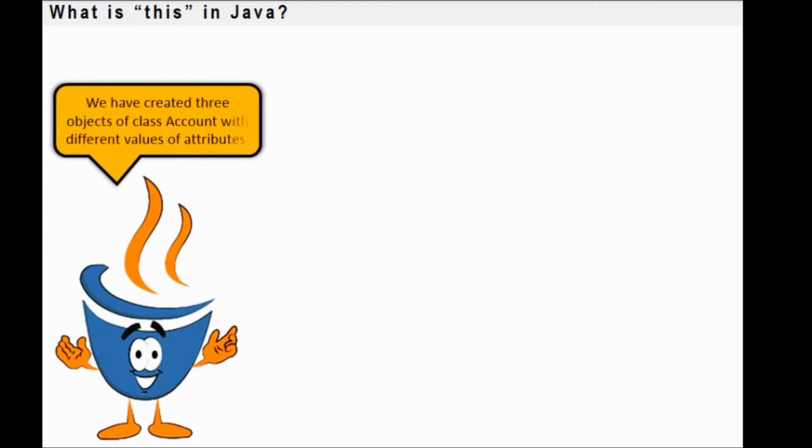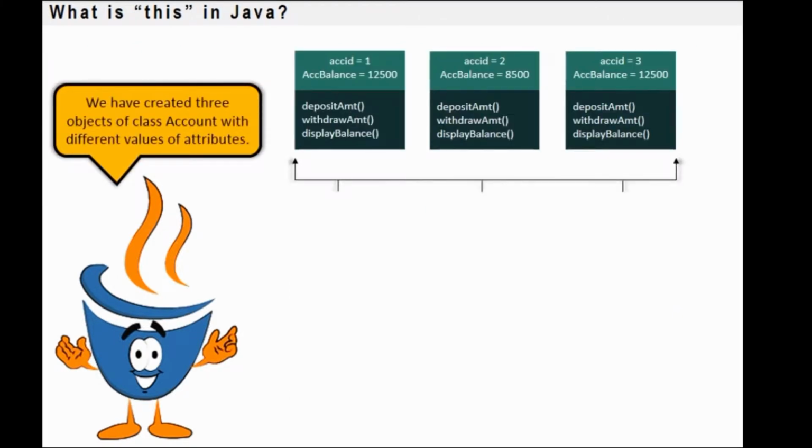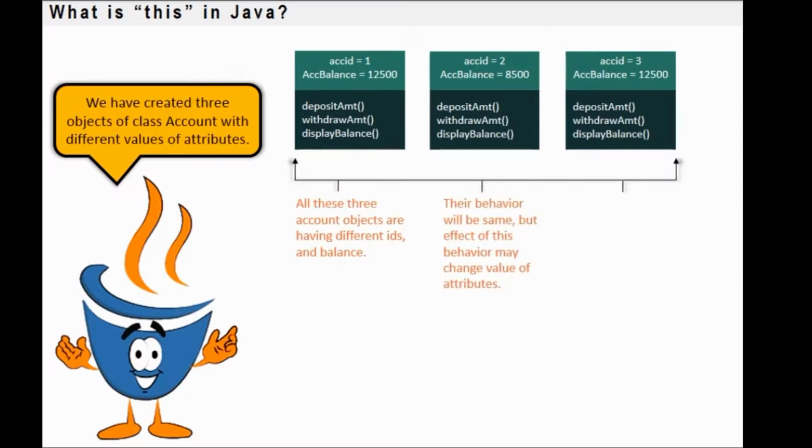We have created 3 objects of class account, with different values of attributes. All these 3 account objects are having different IDs and balance. Their behavior will be same, but effect of this behavior may change value of attributes. We will have a constructor to initialize values of all attributes for different account objects.